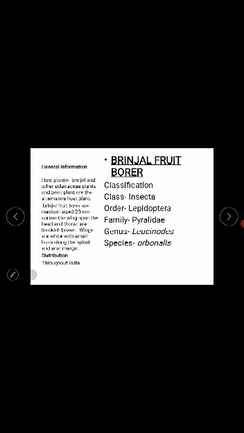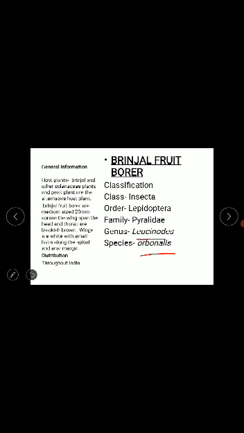From the classification, the genus and the species give the scientific name of the brinjal fruit borer. See, the scientific name of the brinjal fruit borer is Leucinodes orbonalis. That is the scientific name because it is the genus and species. Okay.